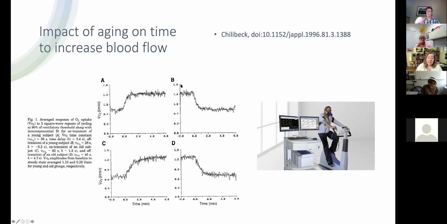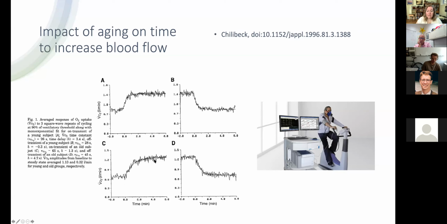In this study specifically, they looked at young and old subjects. Our A and B graphs are the young subjects, and our C and D graphs are the old subjects. Our A and C graphs are at the start of exercise, and our B and D graphs are at the end of exercise. The y-axis is the oxygen consumption in liters per minute, and the x-axis is the time. When looking at the VO2 of our young subjects, you see a rapid increase at the start of exercise, and then they reach a steady state. In our old subjects, you see an increase in oxygen consumption, but it's not quite as rapid, and it takes them longer to reach that steady state level.